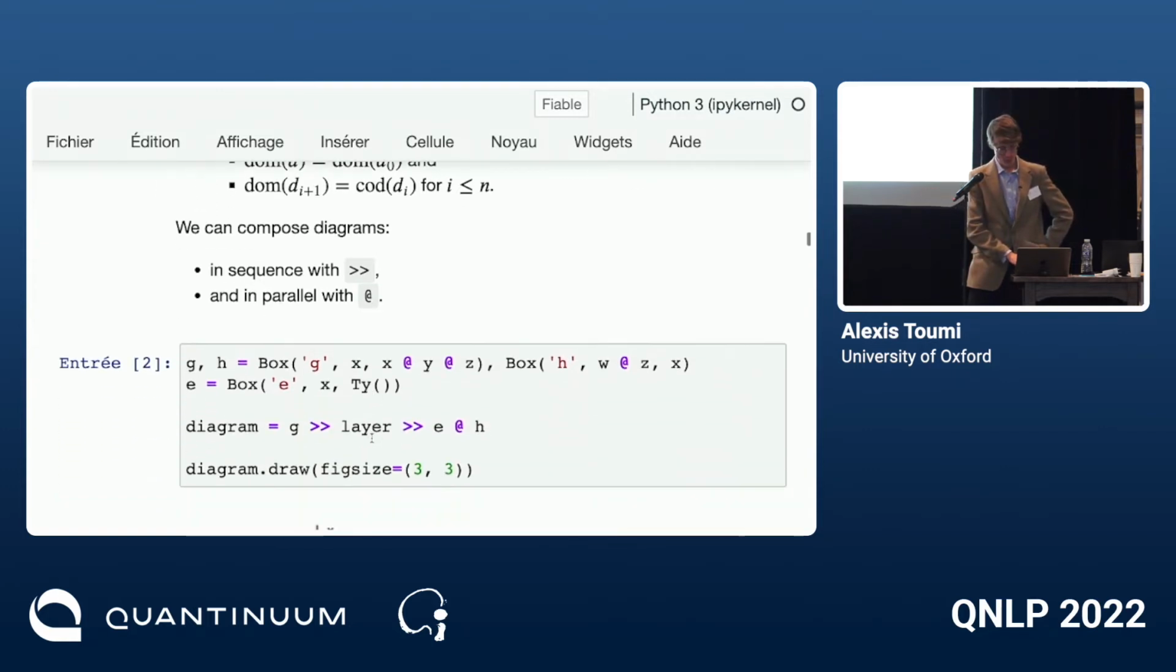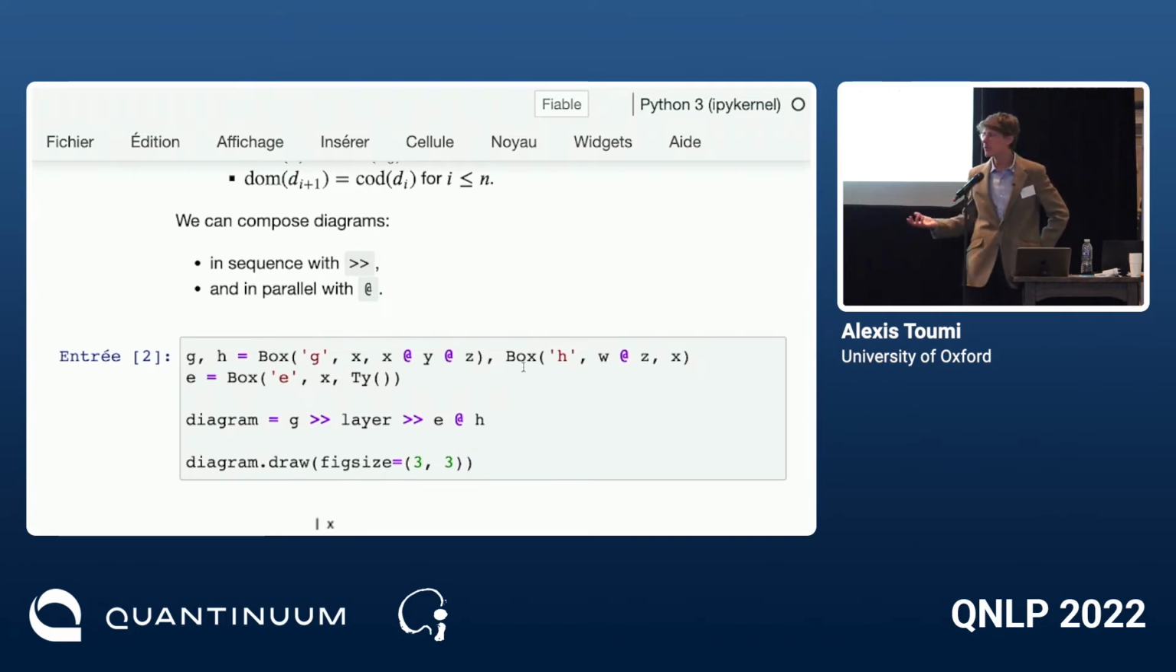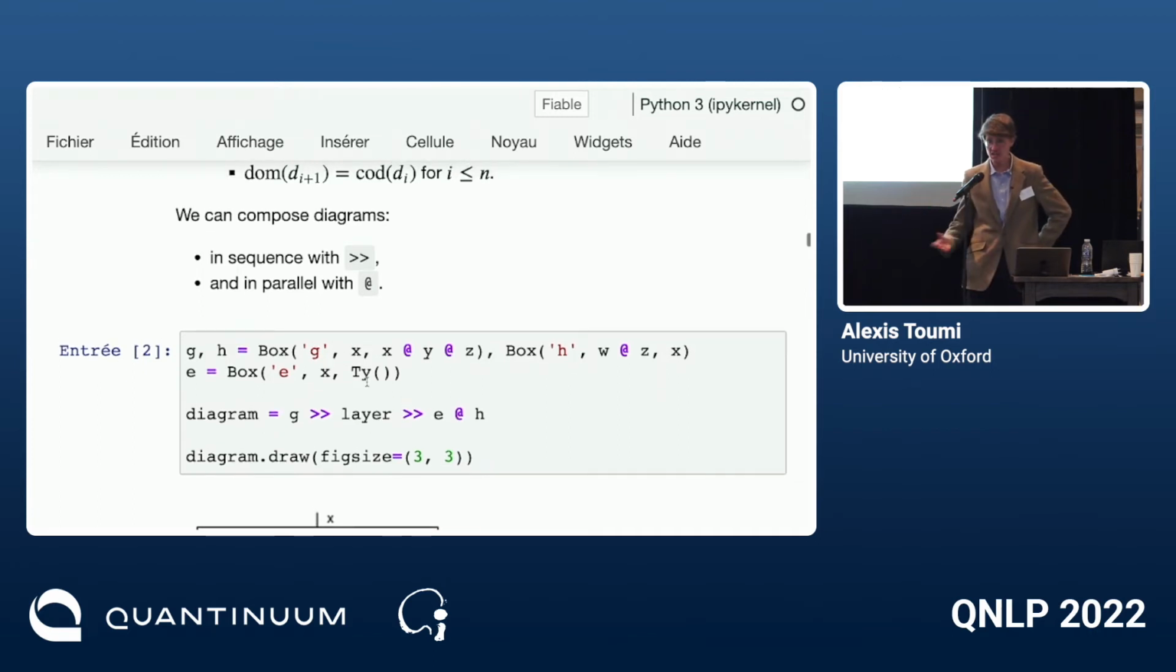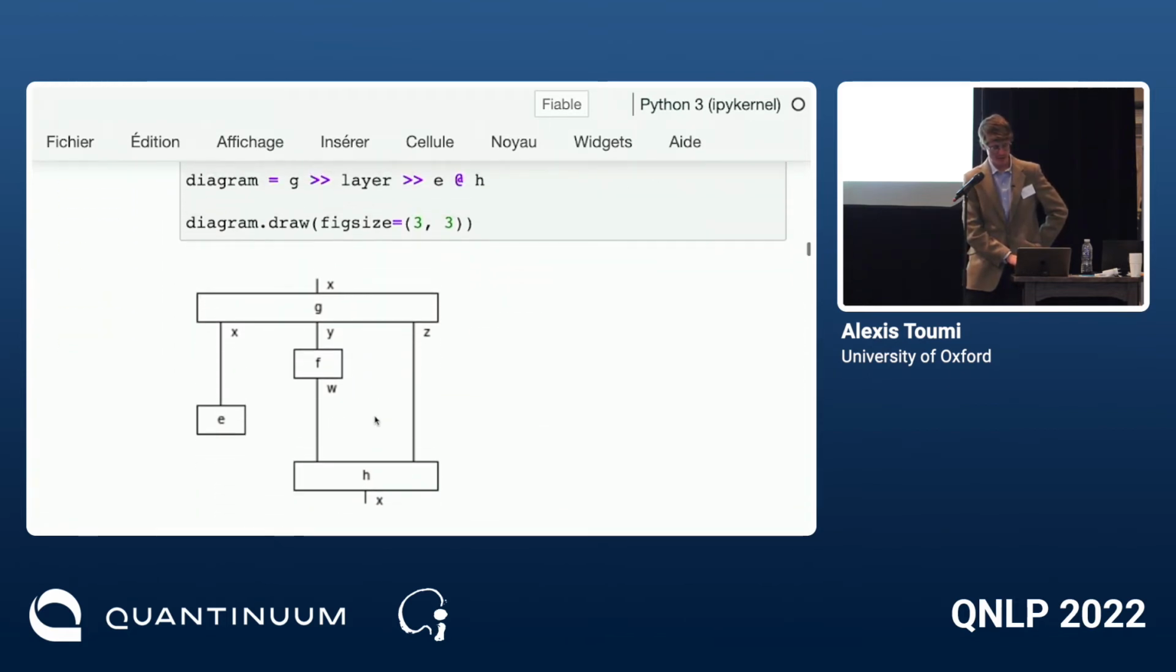So let's draw a little diagram. We'll need more boxes if we want it to be interesting. So let's have some g, h, e. They all have domains and codomains. If you don't want a codomain, well, you can always have this Ty open close bracket, which will just be the empty list of wires. And now let's compose some things together. So g, then the layer that we've just defined before, then e next to h, and you can draw the thing, and it looks like this.